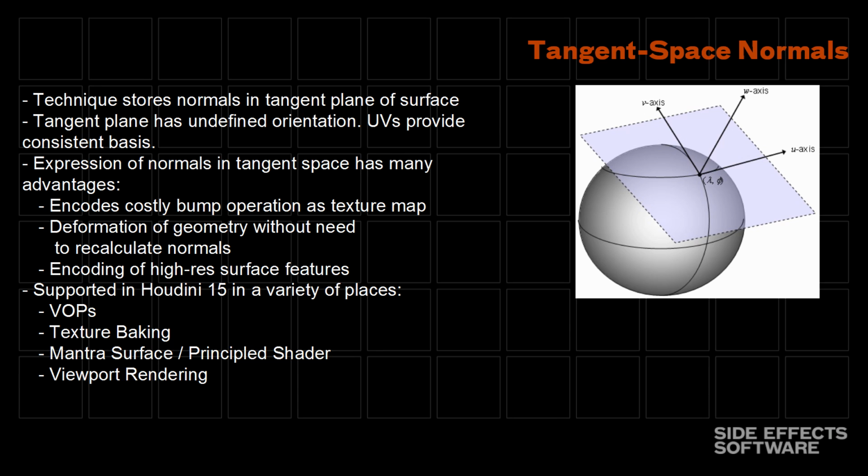This is supported in Houdini 15 in a variety of places. We have VOPs that allow you to project into the tangent plane and project out of the tangent plane. We have the texture baking that we're looking at now. We also have support for tangent space normals in the mantra surface and principled shaders. And we also have support in our OpenGL viewport rendering for tangent space normal maps. And we'll look at that in a little bit.